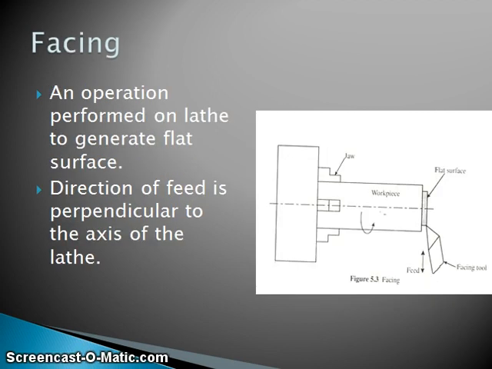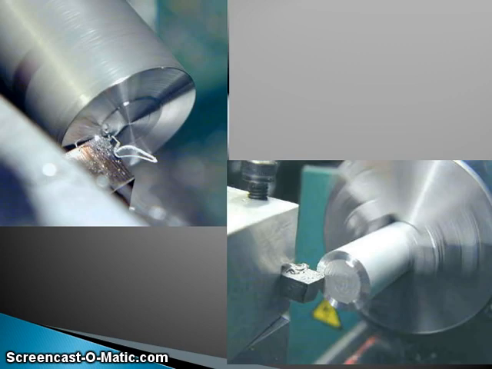Okay, then facing. Facing is the operation of machining the end of a piece of work to produce a flat surface square with the axis. This is also used to cut the work to required length. The operation involves feeding the tool perpendicular to the axis of rotation of the workpiece. A properly ground facing tool is mounted in a tool holder in the tool post. A regular turning tool may also be used for facing a large workpiece.